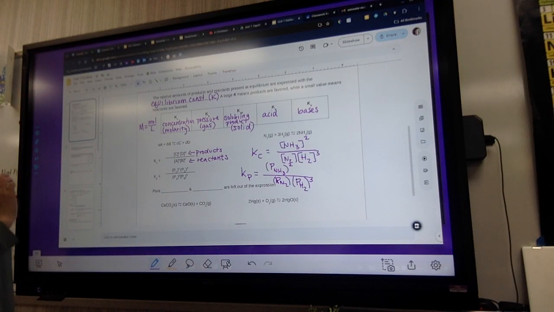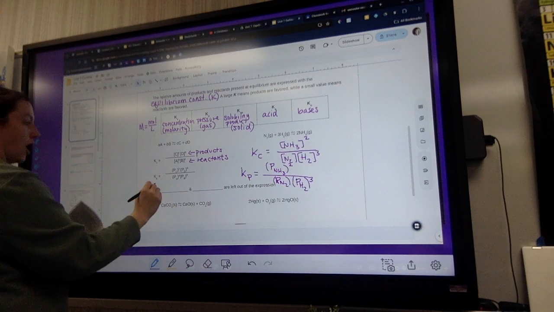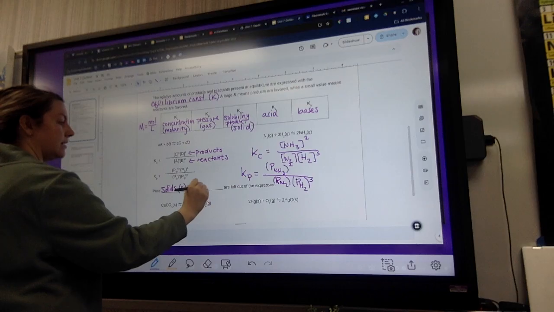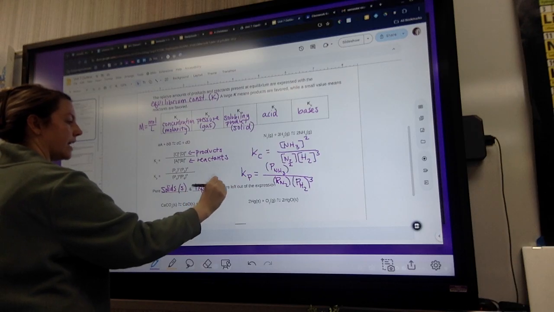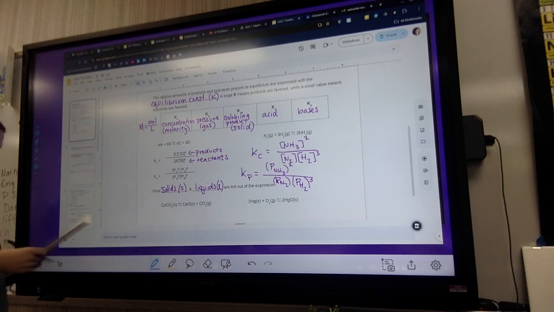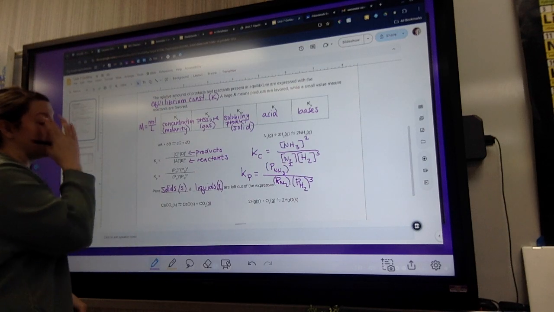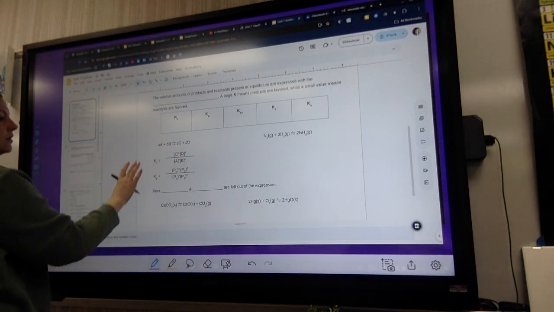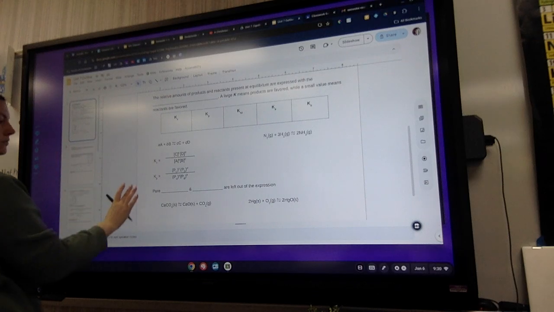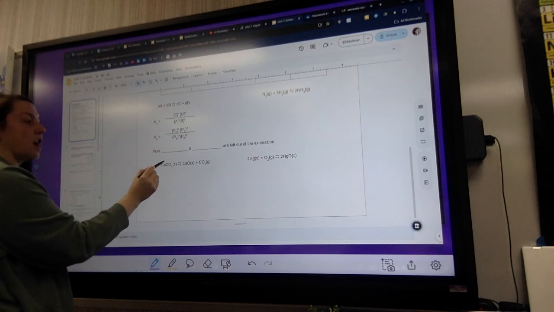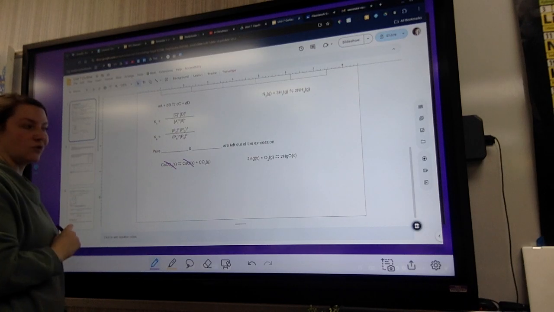When we are determining the expressions, pure solids, which is our S, and liquids, which is an L, are left out of the expression. So we're going to go through and do the Kc for each of these with that new information. Remember, we're not going to use solids. So this is going to cancel, this is going to cancel. We're not going to include those.